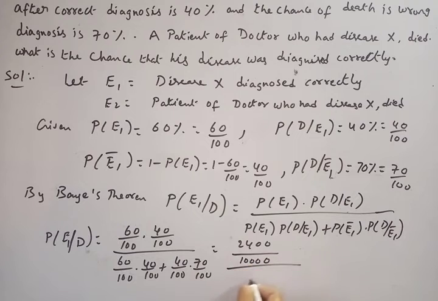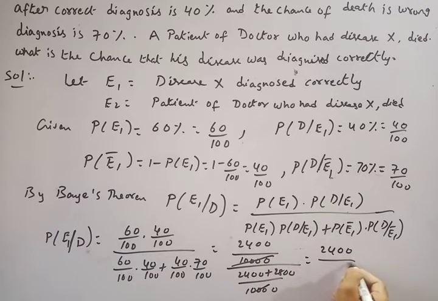So 2400 by 10,000, and the denominator is how much? 2400 plus 2800 over 10,000. The 10,000 gets cancelled. 2400 by 5200. Two zeros cancel. So 2, how much is it? 4 will get, no? 4 6s are 24, 4 13s are 52. So 6 by 13 we are getting. Understand this problem? Very, very important problem. So take down this problem.